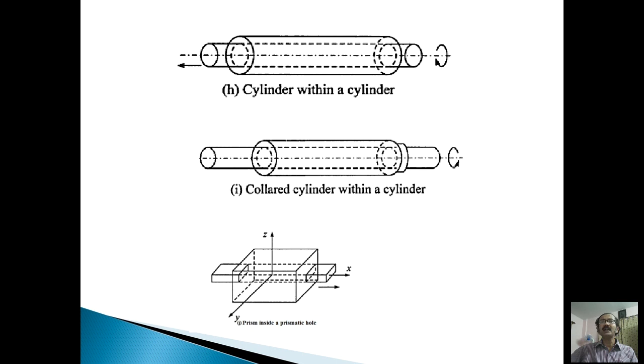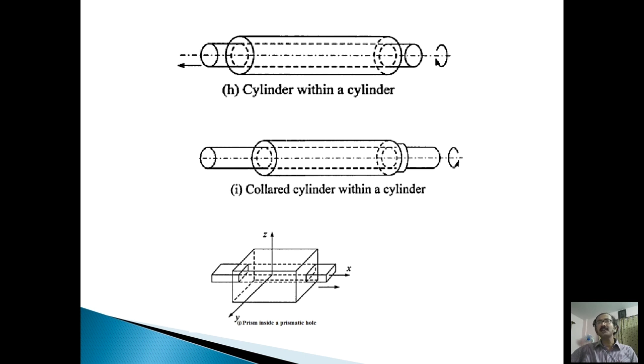Now in the next diagram, diagram H, a cylinder within a cylinder. In this case, there are two restrictions in the translatory motion and two restrictions in the rotary motion. So the total number of restrictions is 4, and it is the class of pair 4 and the degree of freedom is 2.